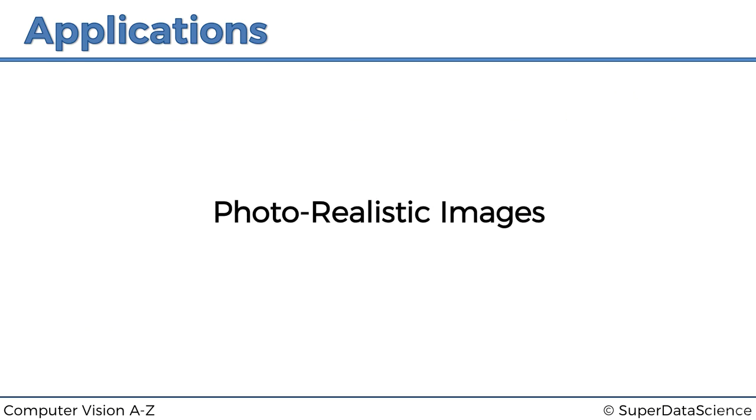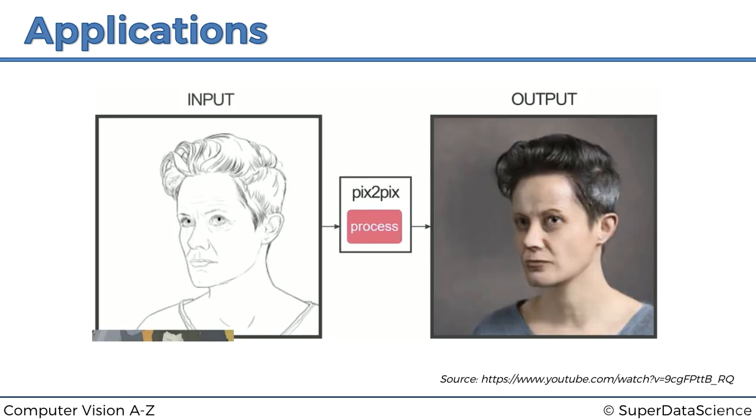Okay, photorealistic images. This is a very interesting one. There was this application online, Pix2Pix, which allowed you to draw something online, and then you apply a generative adversarial network. It just presses a button basically, and you get a photorealistic image.